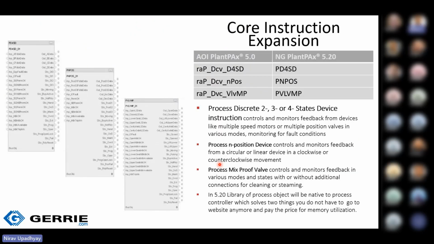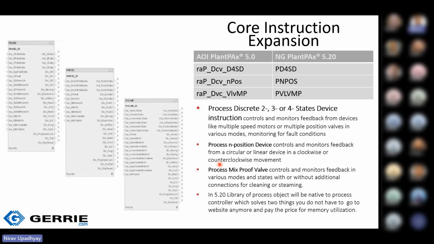So let's talk about the important features of the process object library. So what is the library of process objects? Basically it's ready-made and tested application code for the controller. It's in the form of Add-On Instructions. The library of process objects is free.